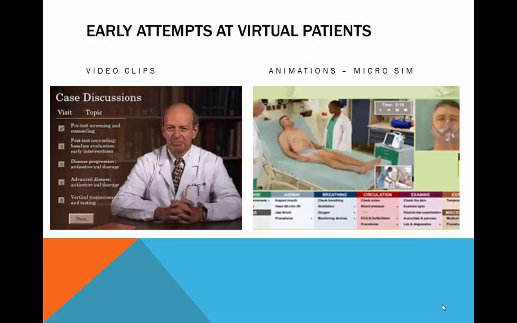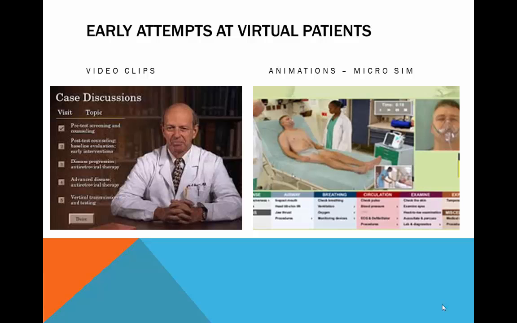Early attempts at virtual patients or the creation of them actually date back to the 90s, when we had simple video clips or still photos of folks either trying to make a point as a tutor, as you see here on the left, or there could be video clips of patients or still photos of patients, and learners would work through these slides much like a PowerPoint deck with either video clips or still photos posing as patients or providers.